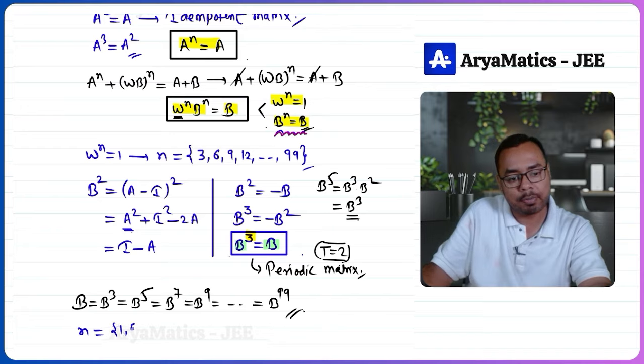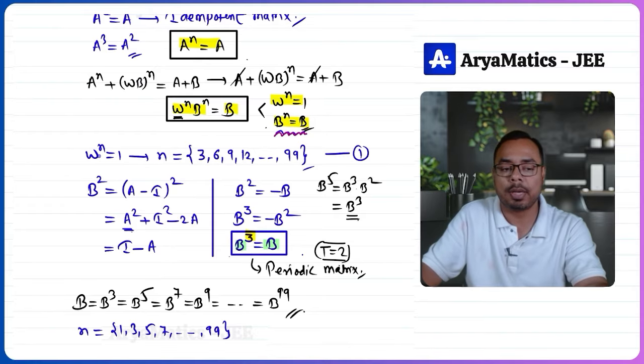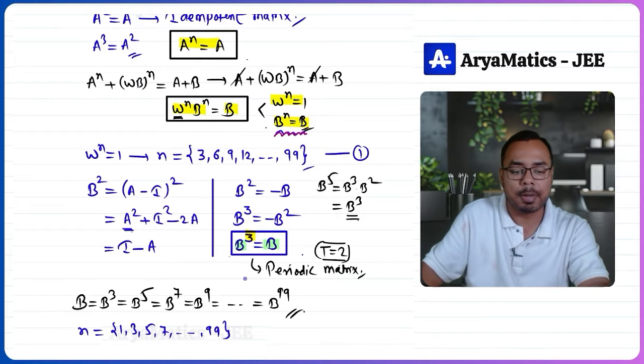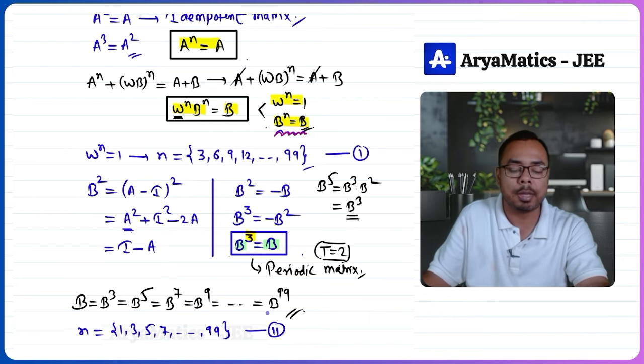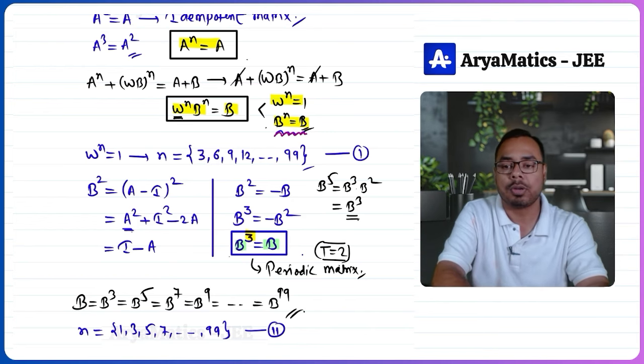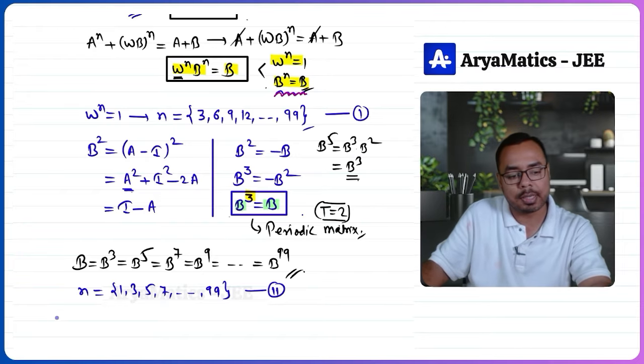N has to be either 1 or 3 or 5 or 7 or 9 up to 99. Right, now let us call this 1. If omega raised to n is 1, then n must be a multiple of 3. And if B raised to n is the same as matrix B, then n must be all of these odd natural numbers. So now, because we have to satisfy both the conditions, we need to take the intersection of 1 and 2.